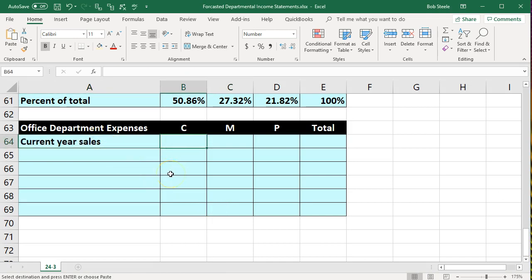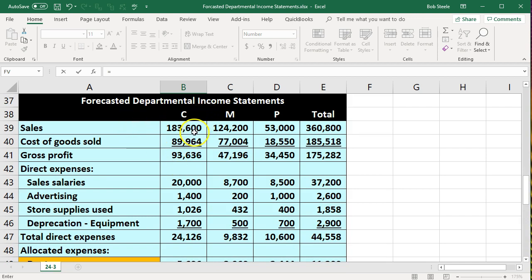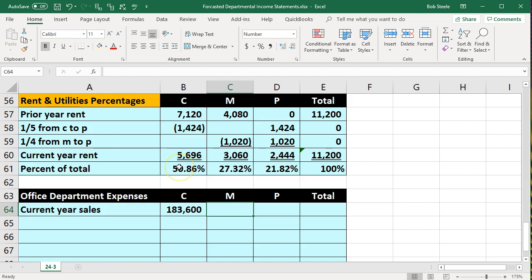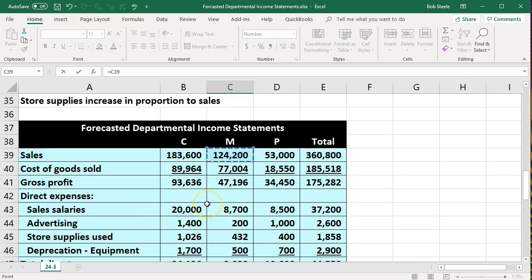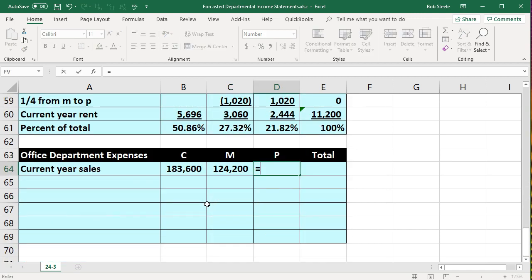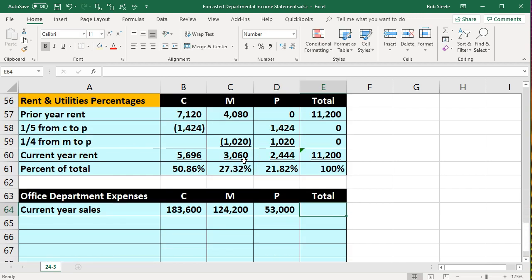So now we've already worked out what sales will be for the projected sales. So we're going to say this equals the sales in our forecast of 183,600 tab. For M, we think the sales are going to be 124,200 tab. For P, we believe the sales will be 53,000 tab, for a total of 360,800. Now we're going to take the percent of sales.